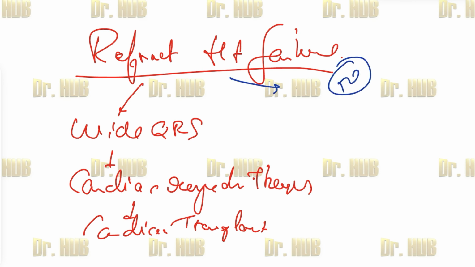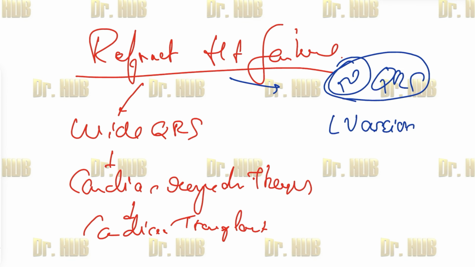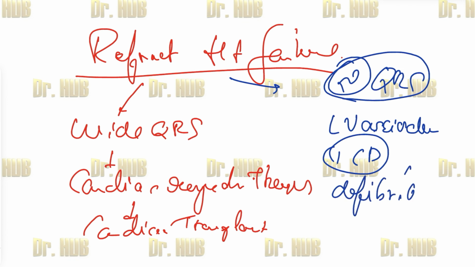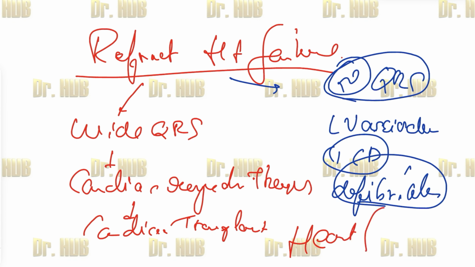Next, in case you have a normal QRS, what to do? In such cases, LV assist devices or the ICDs. The ICD stands for the implantable cardioverter defibrillator. So this can be used. So this was all about the treatment of heart failure.